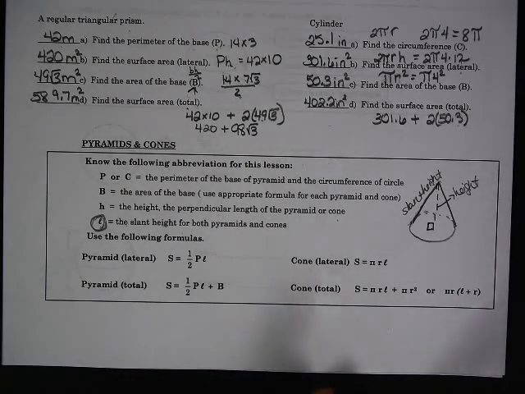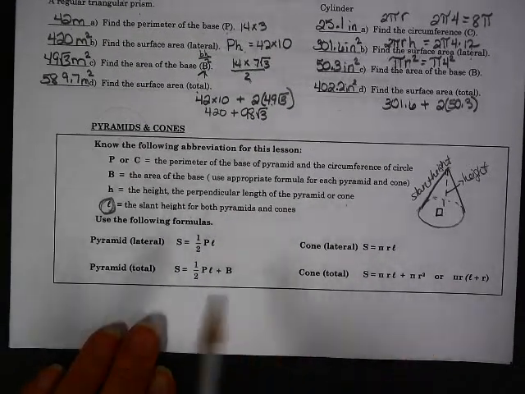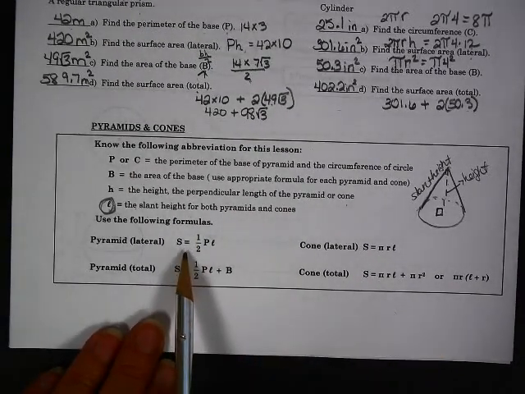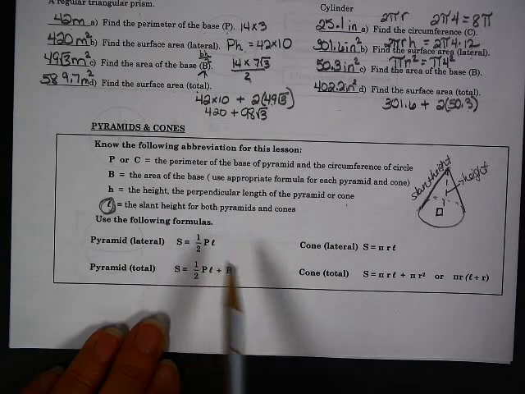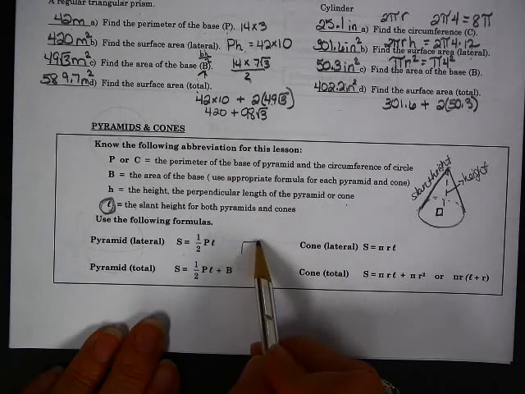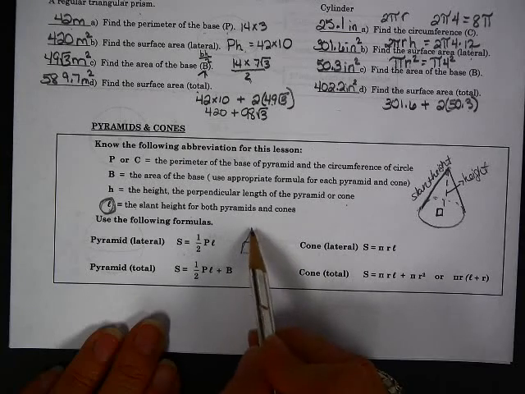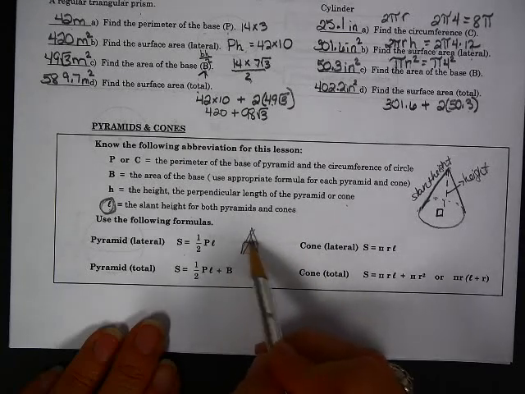It's very easy to get those confused, but this is something that's very important that you need to be aware of in your formulas. Okay, so in a pyramid, for the lateral portion, if I were to draw a little pyramid right here. Okay, this is the lateral part. It's the triangles.